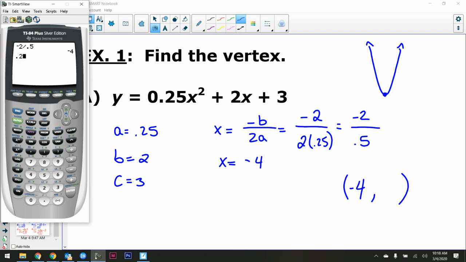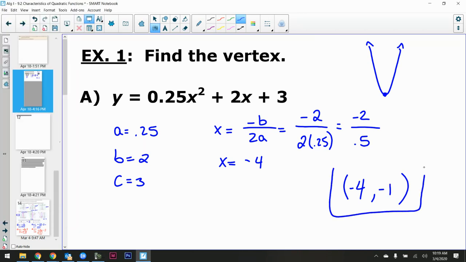We have 0.25 times negative 4 squared plus 2 times negative 4 plus 3. So what am I doing here? I am plugging negative 4 back into the original equation, and I get out negative 1. And that's the location. That's my answer. Did I need my axis of symmetry? Not necessarily. That's not what I asked for. I just asked for the vertex.